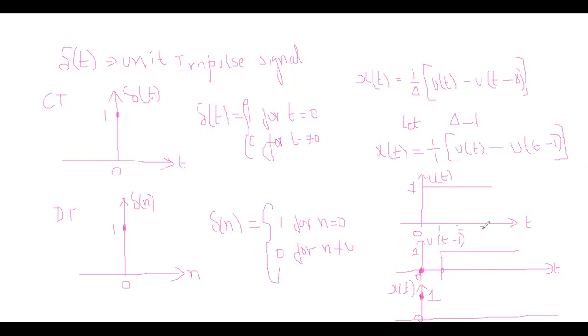1, 2, 3 and so on. What is the value at 1? At t equal to 1, x(t) is 0. At 2 also x(t) is 0. At 3 also x(t) is 0. Why? Here the value is 1 and here also the magnitude is 1. 1 minus 1 is 0. And for 2, here also 1 and here also 1, 1 minus 1 is 0. And for 3, here the value is 1 and here also 1, 1 minus 1 is 0, and so on.